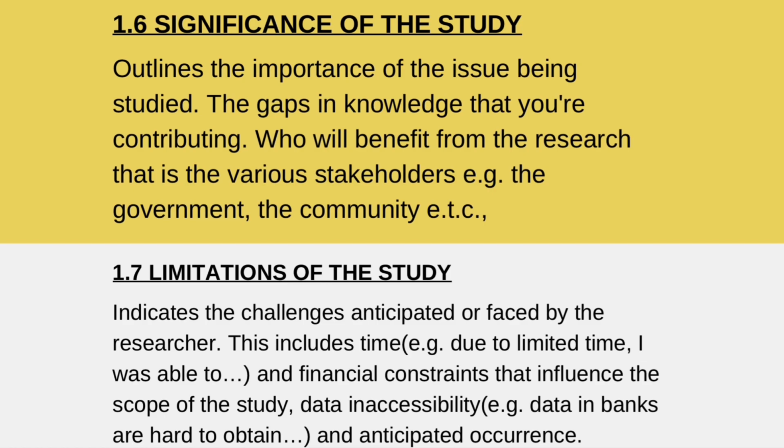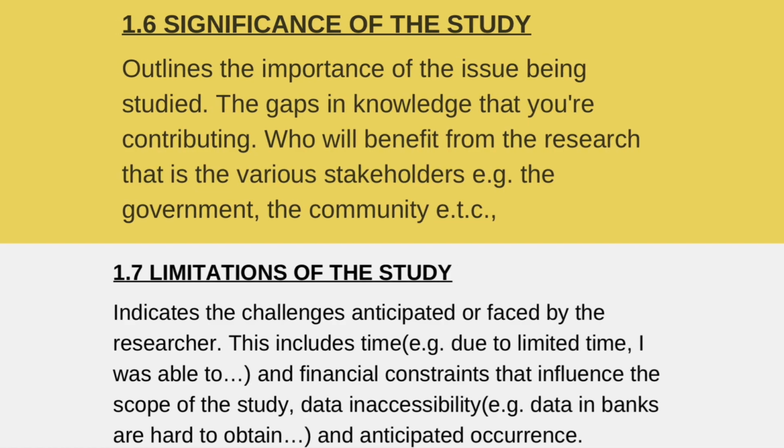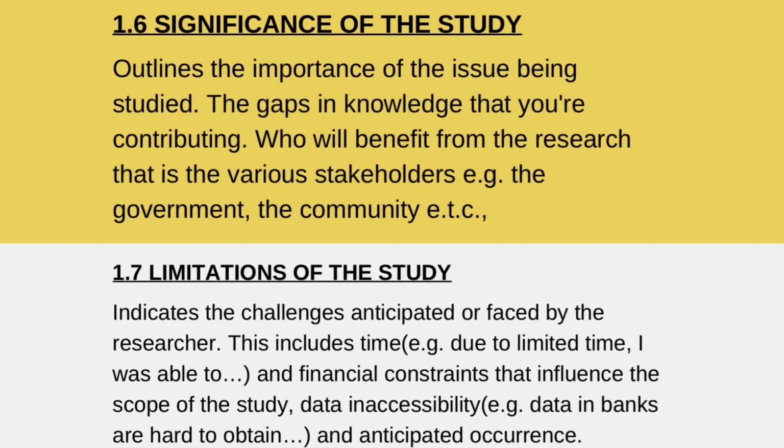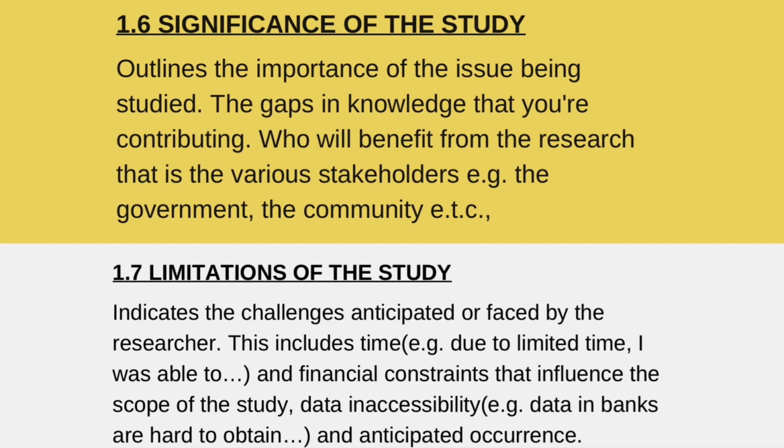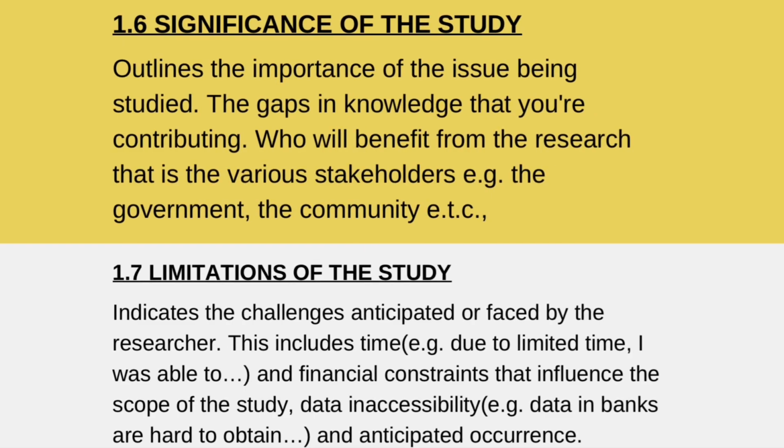Limitations of the study indicates the challenges anticipated or faced by the researcher. These include time, e.g. due to limited time, I was able to only capture this and this related to only girls in need, or early pregnancies in so and so, things of that sort. And financial constraints that influence the scope of the study. Data inaccessibility, e.g. data in bounds are hard to obtain, so I did this and this. You explain in the limitations and anticipated occurrence.